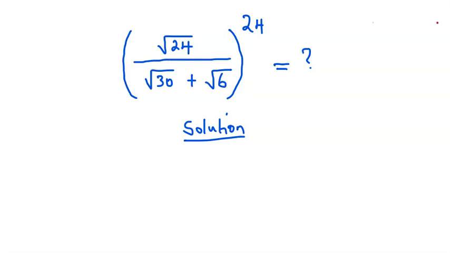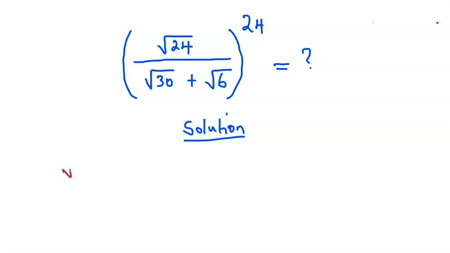Today we wish to evaluate the 24th power of the square root of 24 divided by the square root of 30 plus the square root of 6. In this video, I'm going to show you how we can easily solve this problem using the idea from a great mathematician known as Fibonacci. So here we're going to simplify what is in the brackets a little bit.